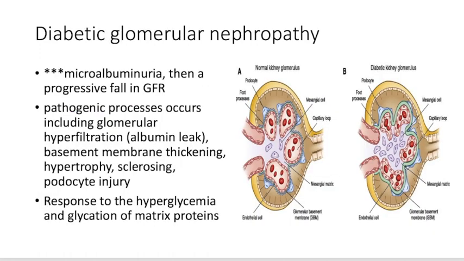Diabetic glomerular nephropathy is what you see with that chronic disease of diabetes. This is evidenced by microalbuminuria and then a progressive fall in GFR. The pathogenic process occurs related to glomerular hyperfiltration, which is the albumin leak, related to the podocyte. In this, we also have basement membrane thickening, hypertrophy, and sclerosing, which lead to that. And this is a response to hyperglycemia and the glycation of the matrix protein.